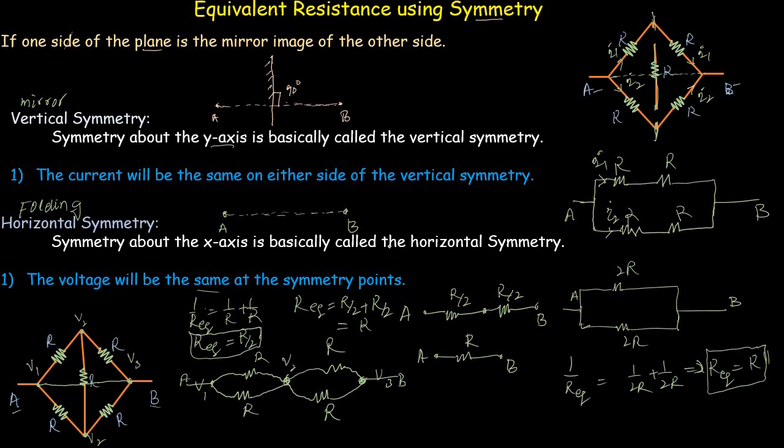So in today's video lecture, we discussed a rule called the symmetry rule, and we also discussed two types of symmetries. One is vertical symmetry and the other is horizontal or folding symmetry. And in the upcoming video lecture, we will be discussing more complex problems related to symmetries.